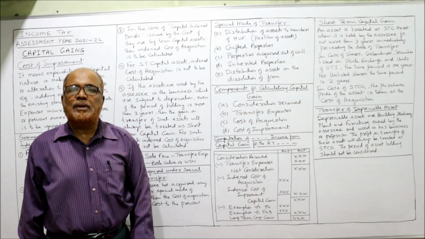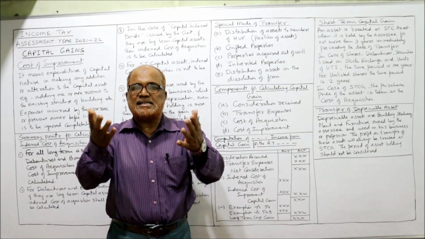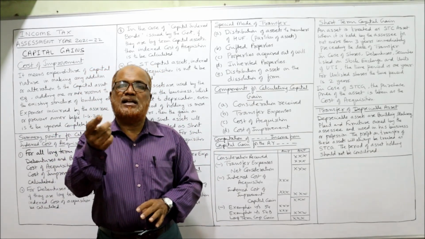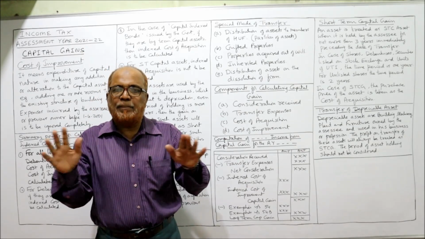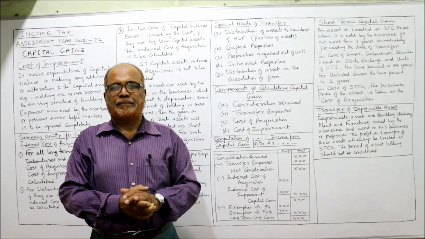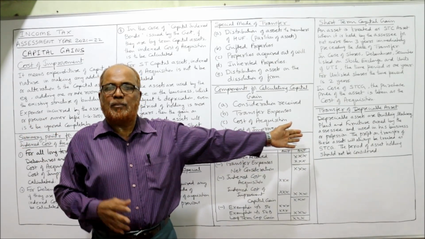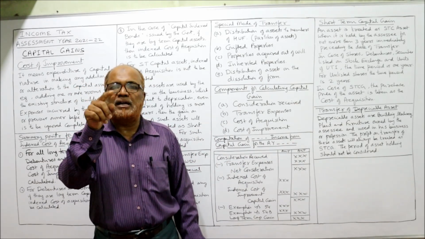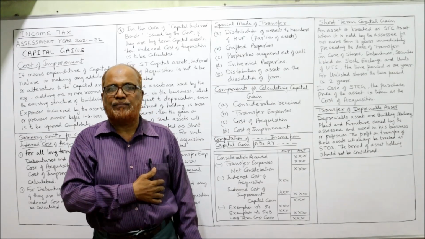Lastly, transfer of depreciable asset. Just now I told you, if an assessee sells an asset which is used in the business and which is a depreciable asset, in that case, whatever be the period of holding, it will always be treated as short-term capital gain. There is no long-term capital gain for depreciable assets. Provided condition: the asset must be used in the business and the asset should be a depreciable asset. Example: building, machinery, furniture. That's all.